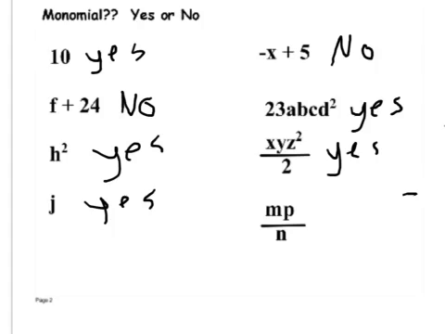So M P over N? No, this is no. It has a variable as a denominator. When you have a constant as a denominator, that's okay, because I can say that's like timesing by half. But if you're dividing by a variable, that means it's not a monomial, and you'll know why later on. N would have a negative exponent, because you could write it like this. N with a negative 1 exponent just means you're dividing by N. It says you cannot have a negative exponent, so that's why it's a no.